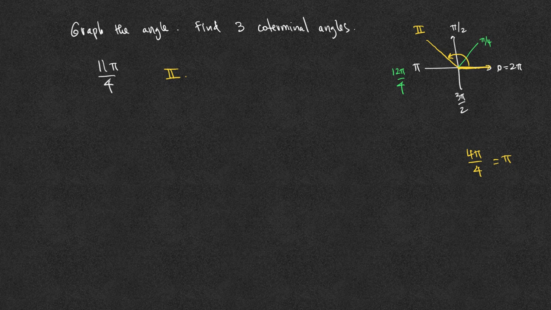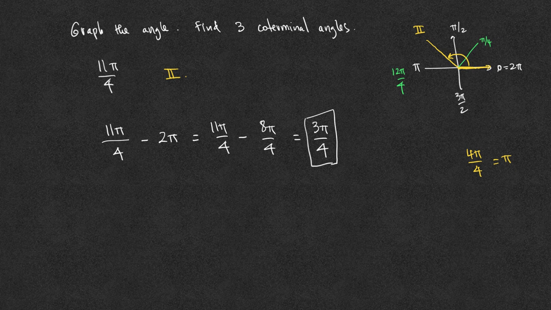To obtain coterminal angles to the given angle, if the angle is more than 2 pi, we simply take the given angle and subtract 2 pi. This will give us 11 pi over 4 minus 8 pi over 4, which is 3 pi over 4. 3 pi over 4 is exactly the same angle, from 0 pi over 4 to 3 pi over 4. And so that is one angle already. We're looking for 3 of these.